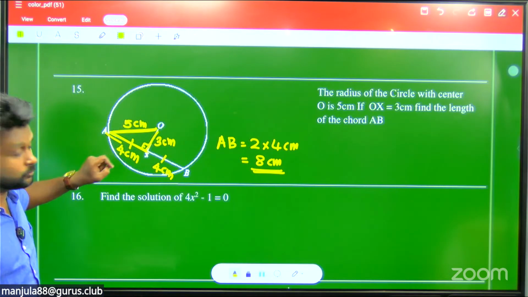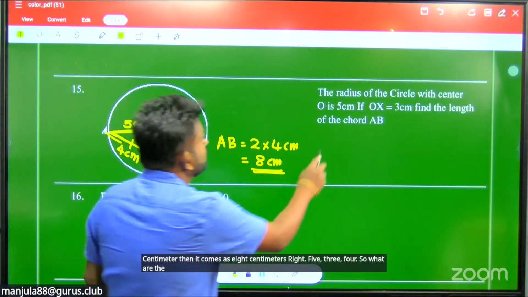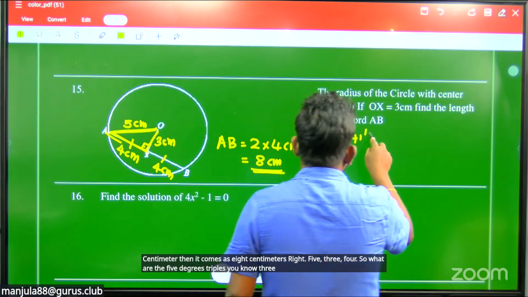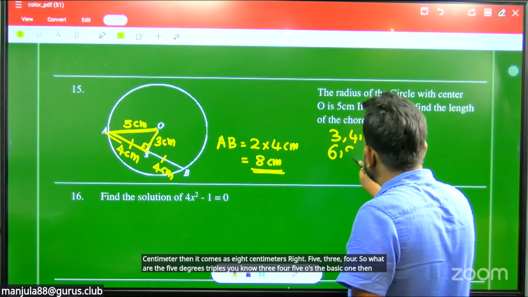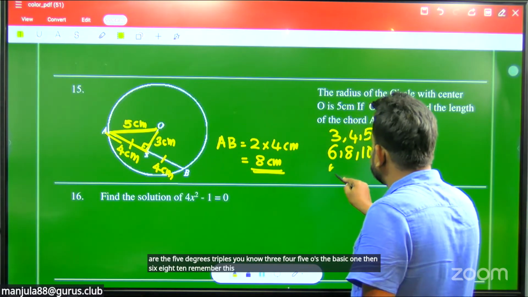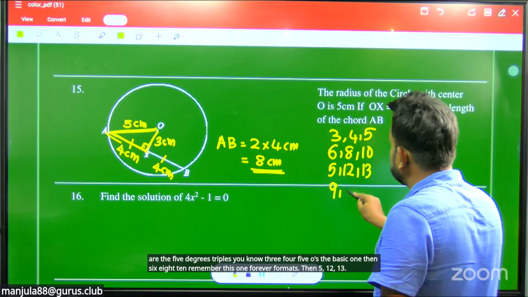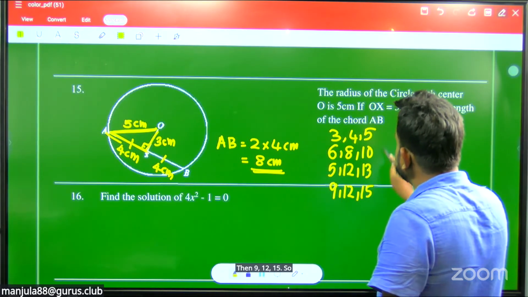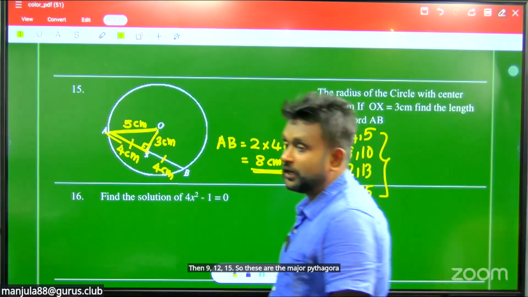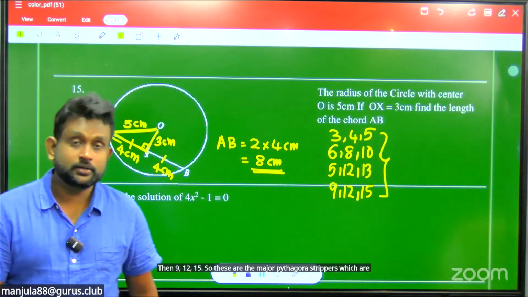Right, 5, 3, 4. So what are the Pythagoras triples? You know, 3, 4, 5, the basic one, then 6, 8, 10. Remember this one forever for maths. Then 5, 12, 13, right? Then 9, 12, 15. So these are the major Pythagoras triples which are applicable in paper 1.